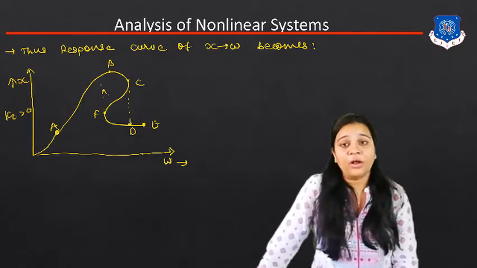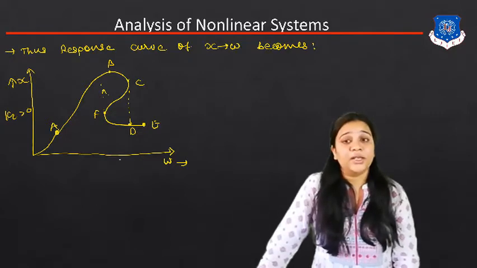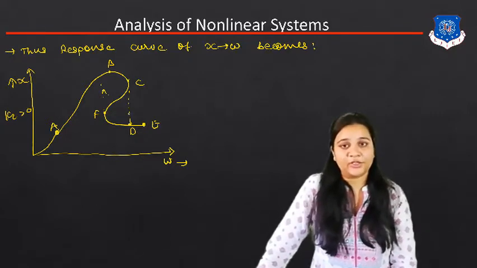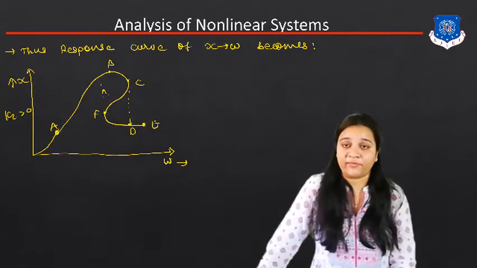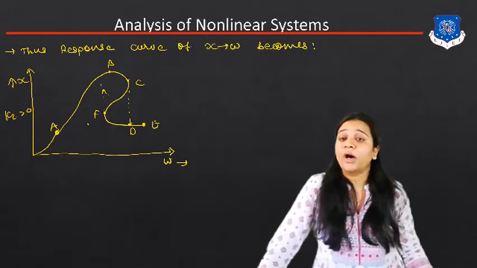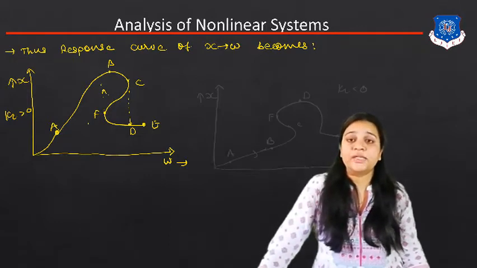So now our target is to decrease the value of omega. So we can go back along this graph, and we get the point F. Okay, this is about when we have to use the hard spring.